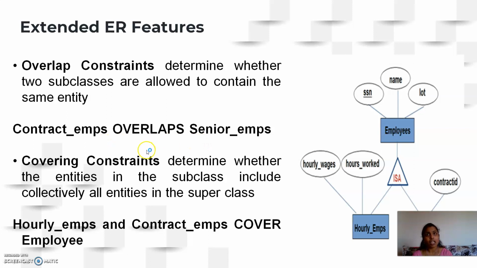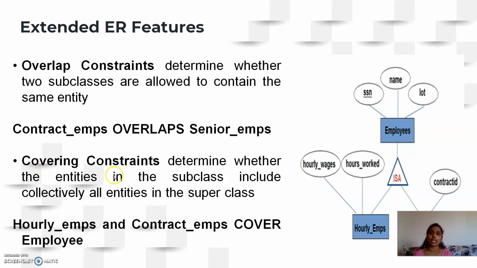So what does this mean? The employees who are working on contract basis can also be senior employees. The same entity can be available in these two entity sets. Okay, so then moving on to the covering constraints.